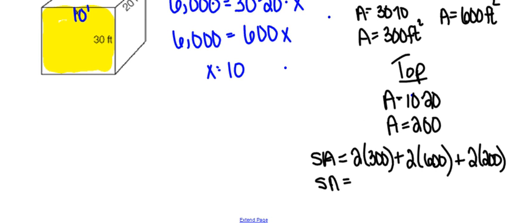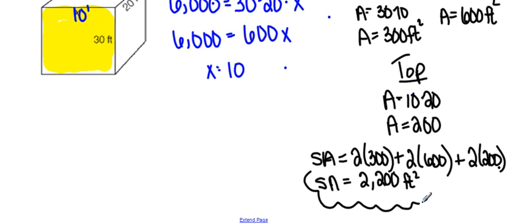Now hopefully when all was said and done and you plugged that into your calculator, you ended up with 2,200 either square feet or feet squared. We're talking area here, so our dimensions are going to be in square units.